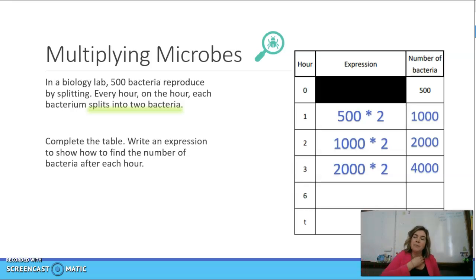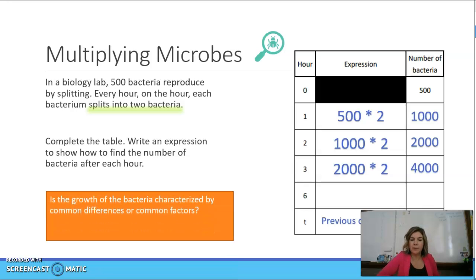And so since we're skipping over, it might be helpful if we had an expression for any hour. And so our expression would be that we would have our previous output, whatever that is, and we'll multiply it by 2. That would give us our number of bacteria. So that would be the answer to number 2 on your notes where it says describe in words. We're taking our previous output and we're multiplying it by 2.